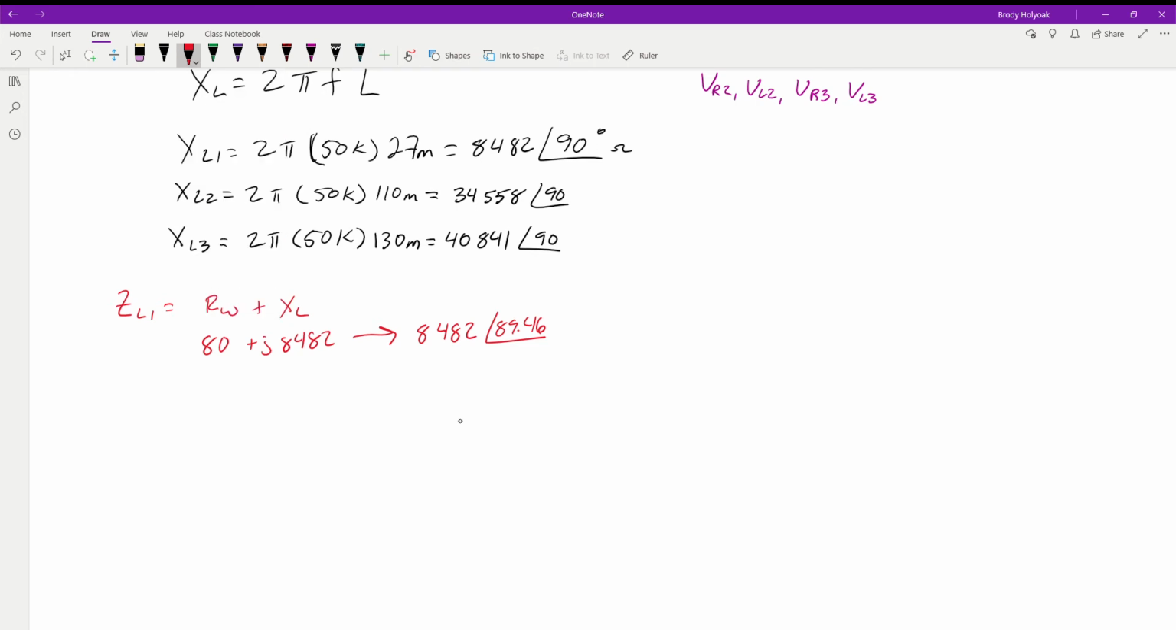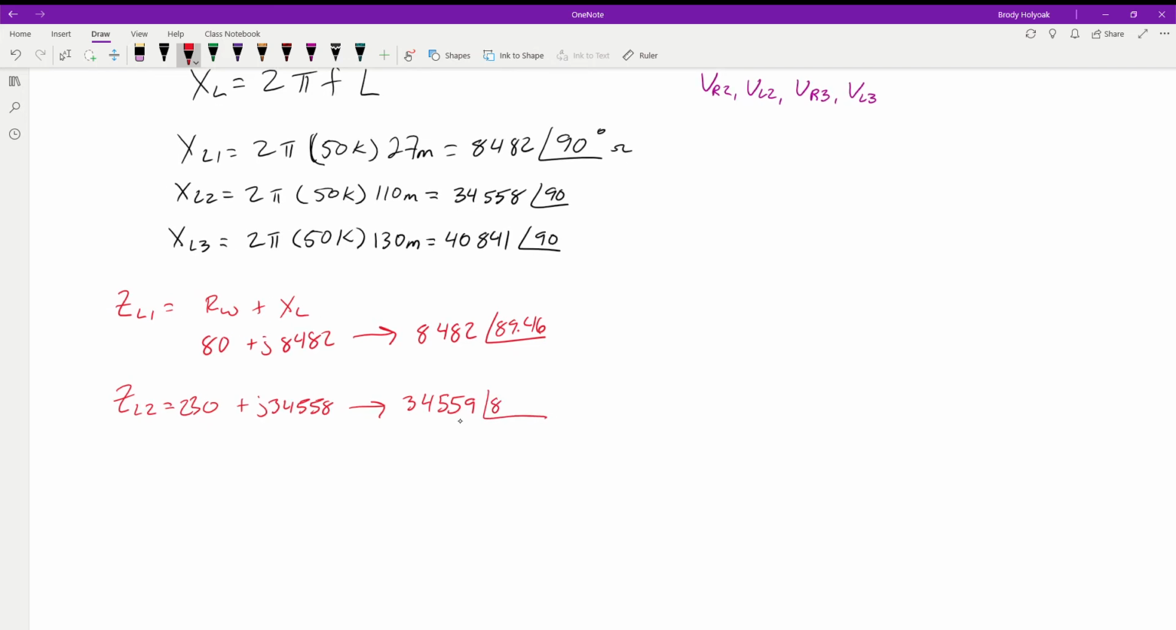is we're going to solve for the impedance for inductor 2. And again, we use the same formula. We have 230 ohms of winding resistance plus our J of 34,558. So that's the total impedance in rectangular. We want to convert this into polar. So we got 34,559. So in this case, it did affect it by 1 ohm.